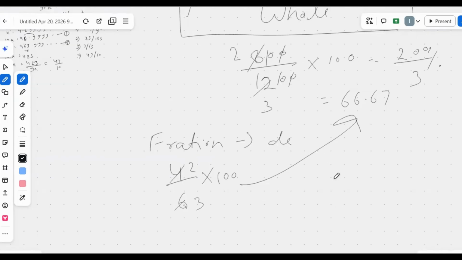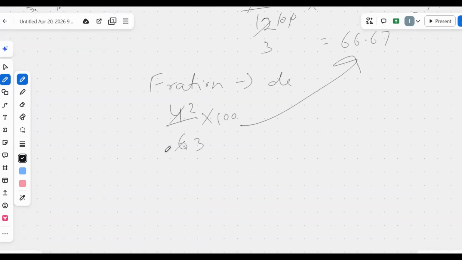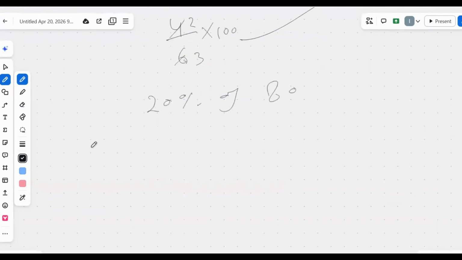Now, first thing is converting a given fraction into a percentage. And another: if I give you a percentage, you have to convert it into a decimal. Like here, 20% of 80. What's 20% of 80 going to be? Here the percentage is given and you have to find the part. So it will be simply 20 times 80 over 100.